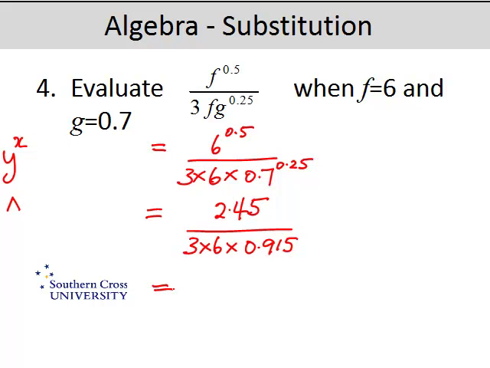And then if we just multiply the denominator out, that's 2.45 divided by 16.46, and that becomes, when you do that division, 0.149.